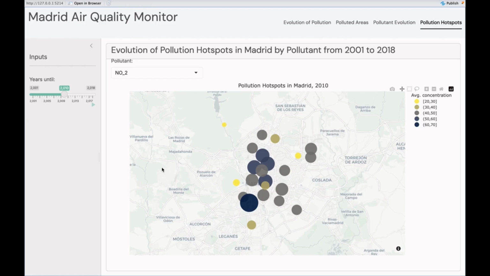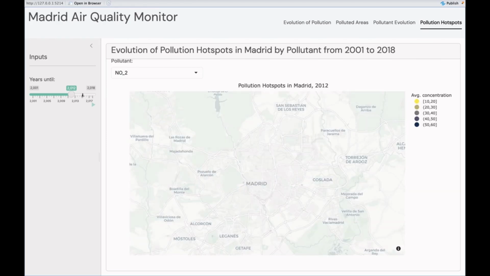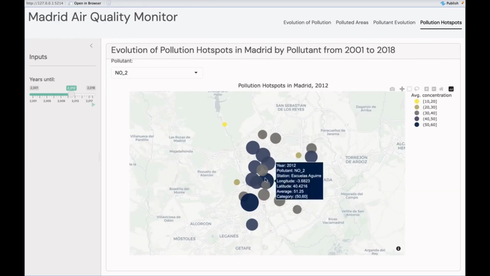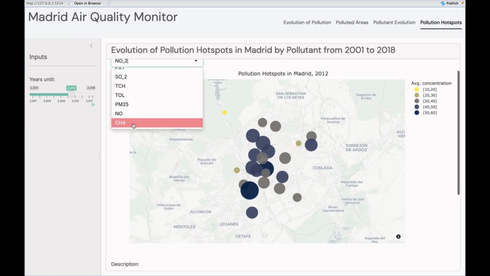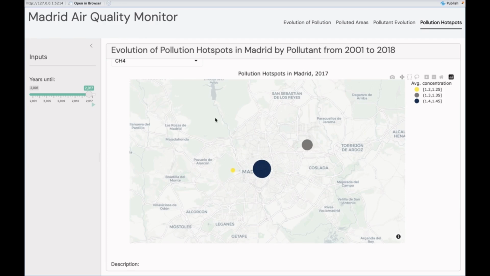For question 4, we expand our analysis to explore the consistency of pollution hotspots across Madrid over time. This visualization builds on the map from question 2A, and it allows the user to use a dropdown to switch between different pollutants. So if we move through the timeline, we see a very similar pattern where we have higher concentration on average in the center and lower concentration outside of the center. But some pollutants have little to no data, and that can make it difficult to be reliable and harder to compare over time.